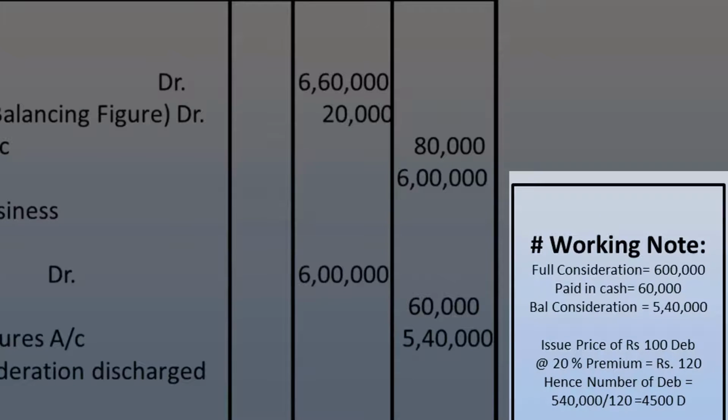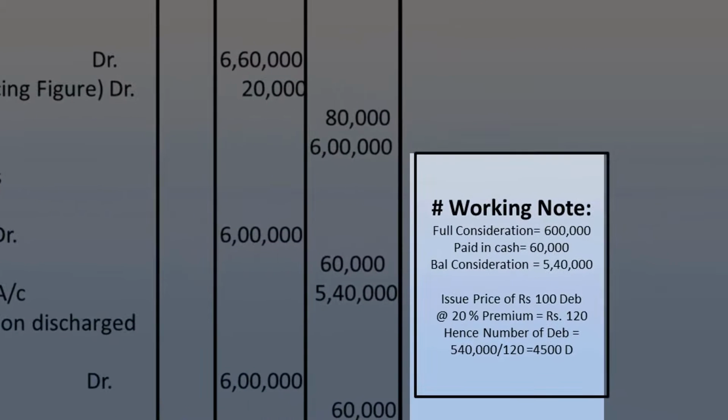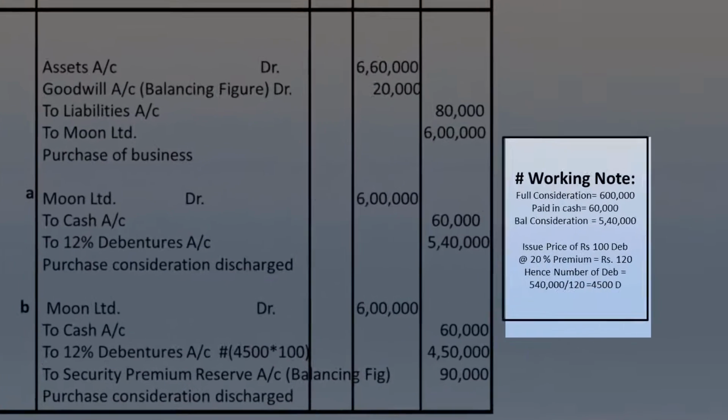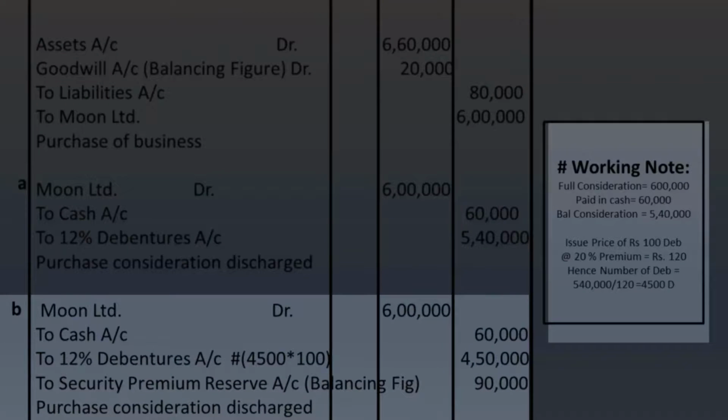In the case where we are asked to assume that the debentures were to be issued at a premium, the journal entry is vendor account debit, cash account credit, debenture account credit, securities premium reserve account credit.